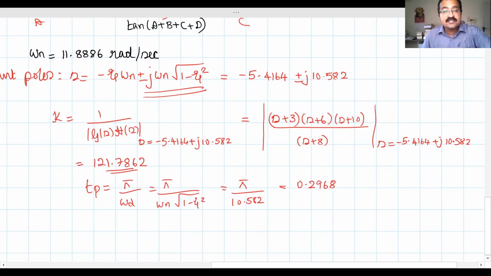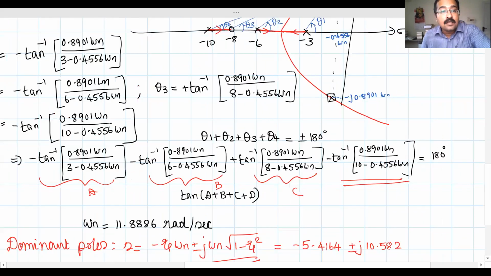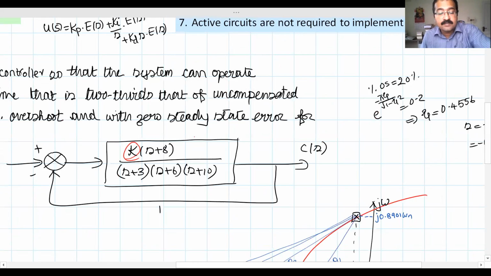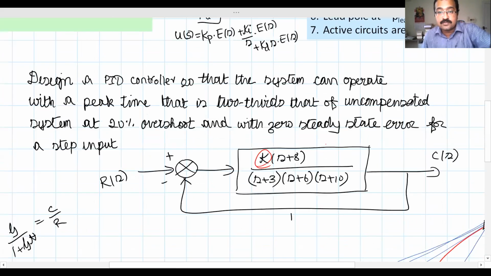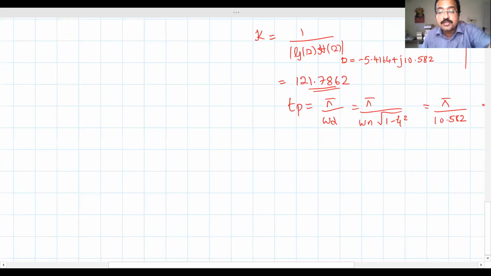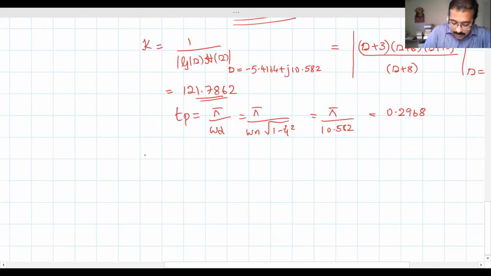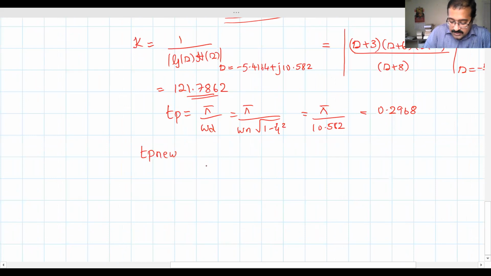Okay, so as per the question, what is the question? The system can operate with a peak time that is 2/3 that of the uncompensated system. So what should be the new peak time? TP new must be 2/3 of the uncompensated 0.2968. How much is that? That will be 0.1979 seconds. Okay. So zeta is remaining the same.